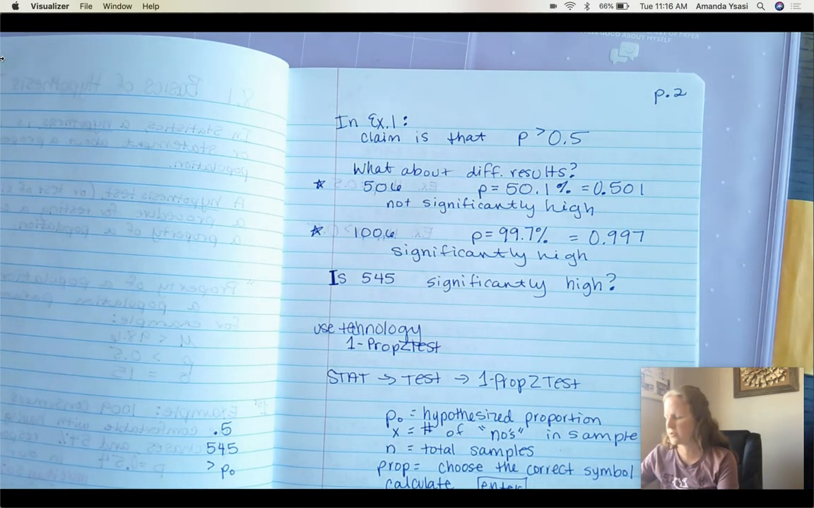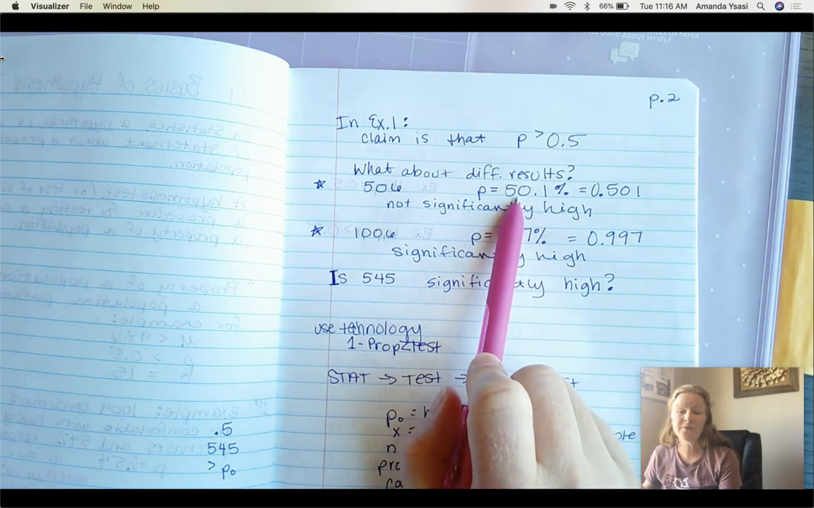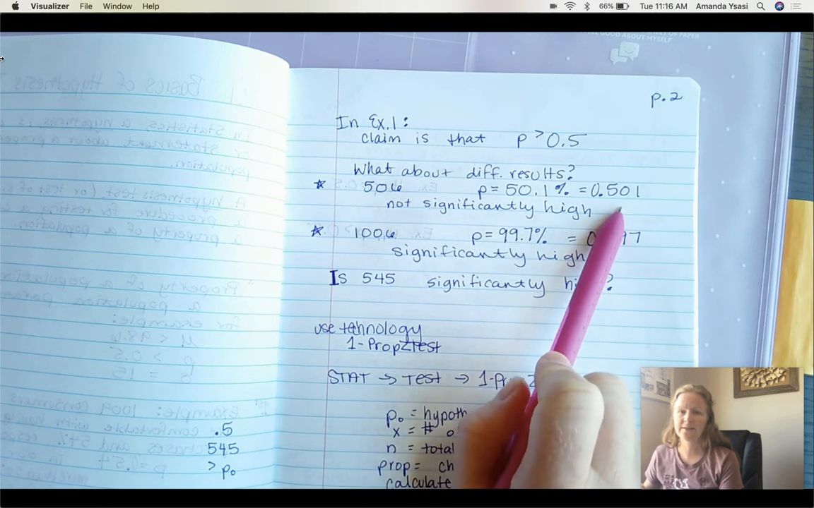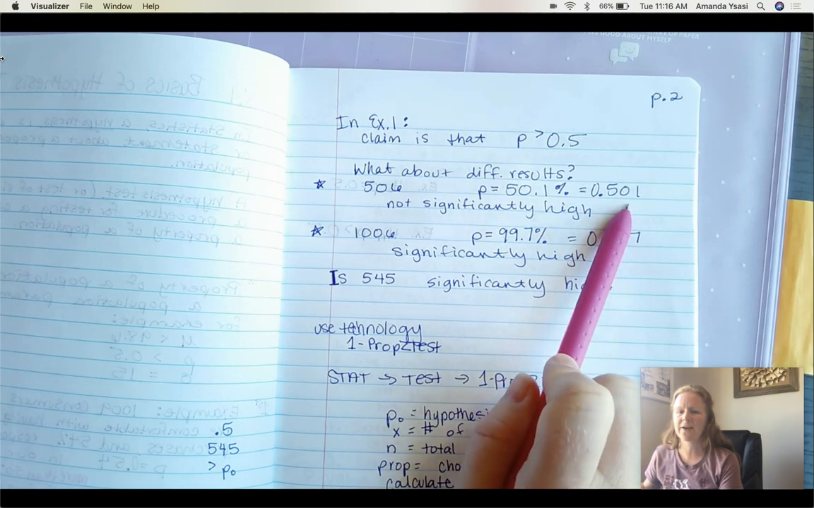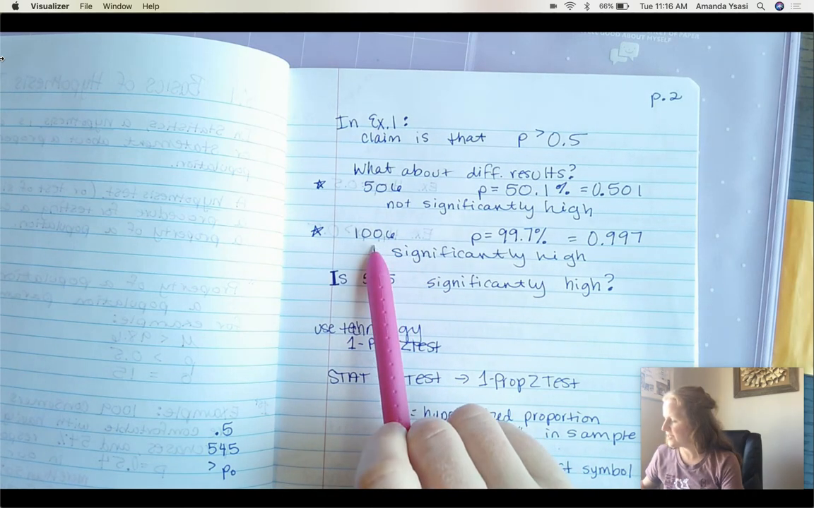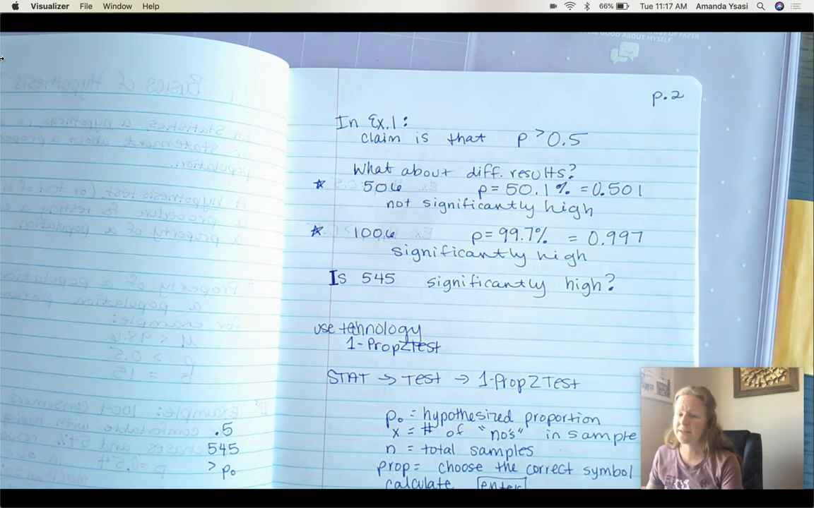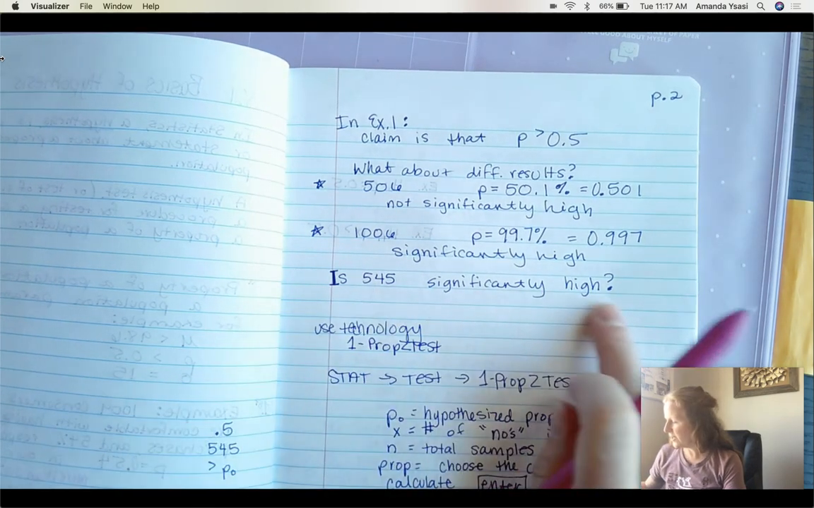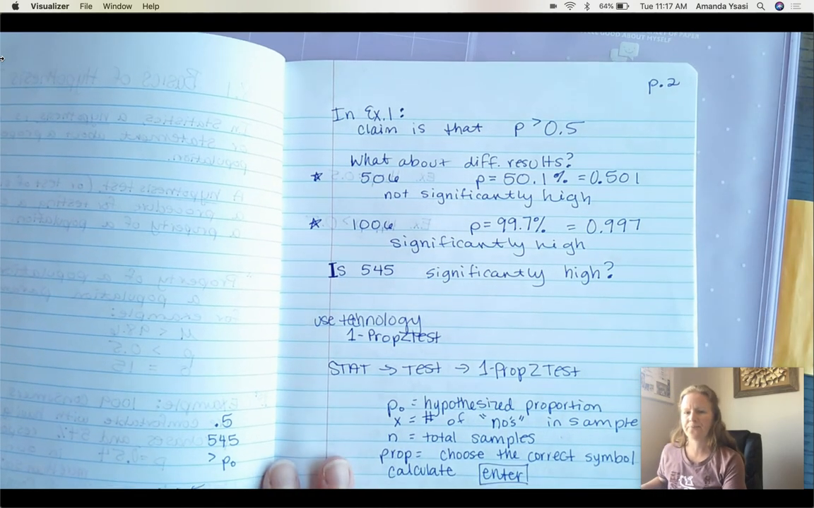So let's look at the results. Different results. If we just talk about greater than 50%, let's say 50.1, that's not significantly high. It's right there at 50%. So it's not significantly high. However, if we do 1,006 out of the 1,009, that's 0.997, which is significantly high. So now we need to determine, is 545 significantly high? So I'm going to show you how to do that.